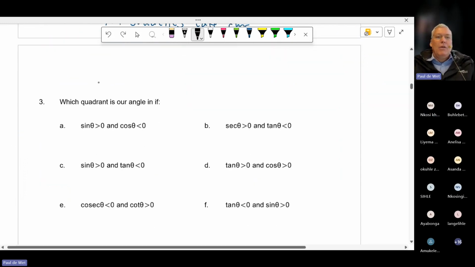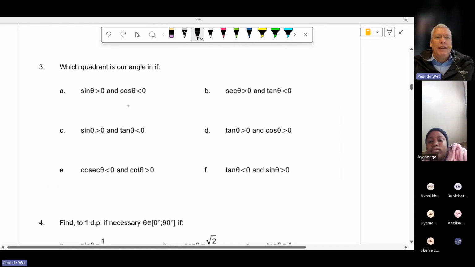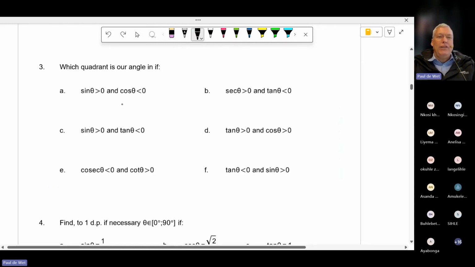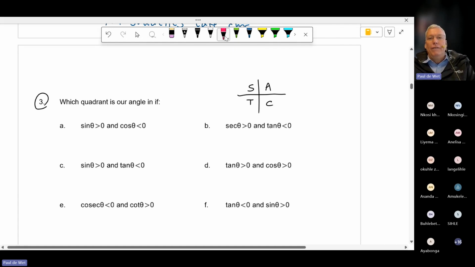Okay, now I want you to answer these questions, and there's only one correct answer. All sine, tan, cos. Which quadrant are we in if sine is positive and cos is negative? I don't want you to shout out. I'm going to take some answers now. This is quadrant 1. This is quadrant 2. This is quadrant 3. This is quadrant 4.